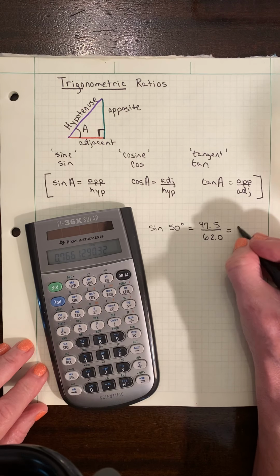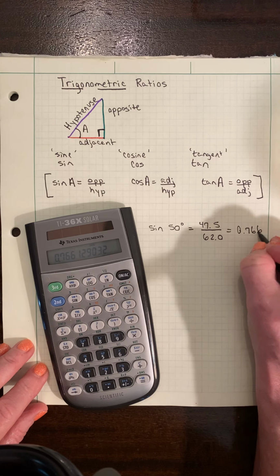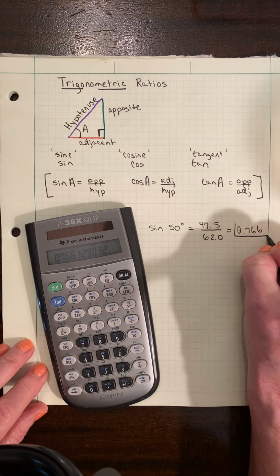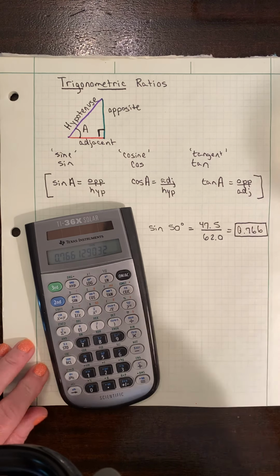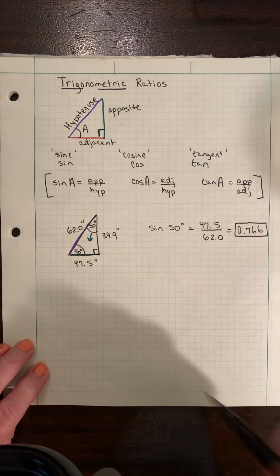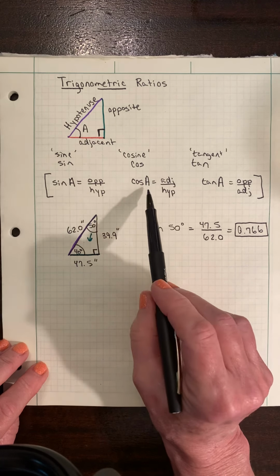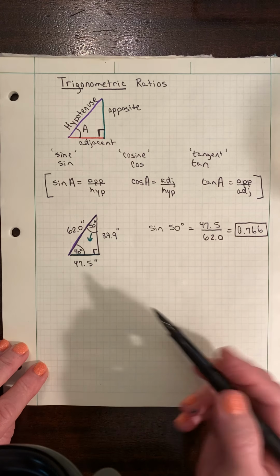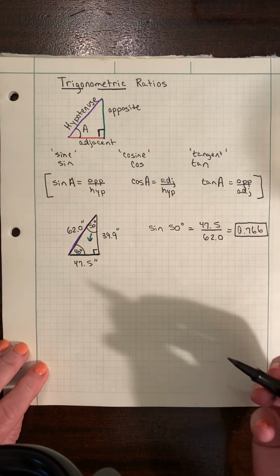And I'm going to round that to 766. And again, you can see how we would use this in the next lesson. We just need to practice using our definitions of sine, cosine, and tangent. Okay, let's look at another one here.